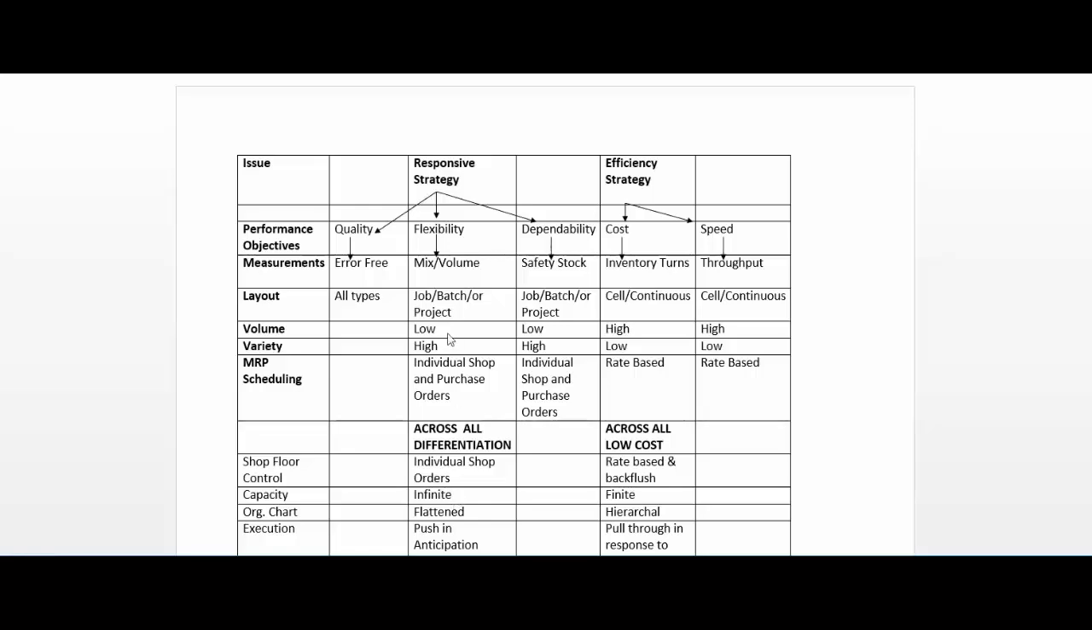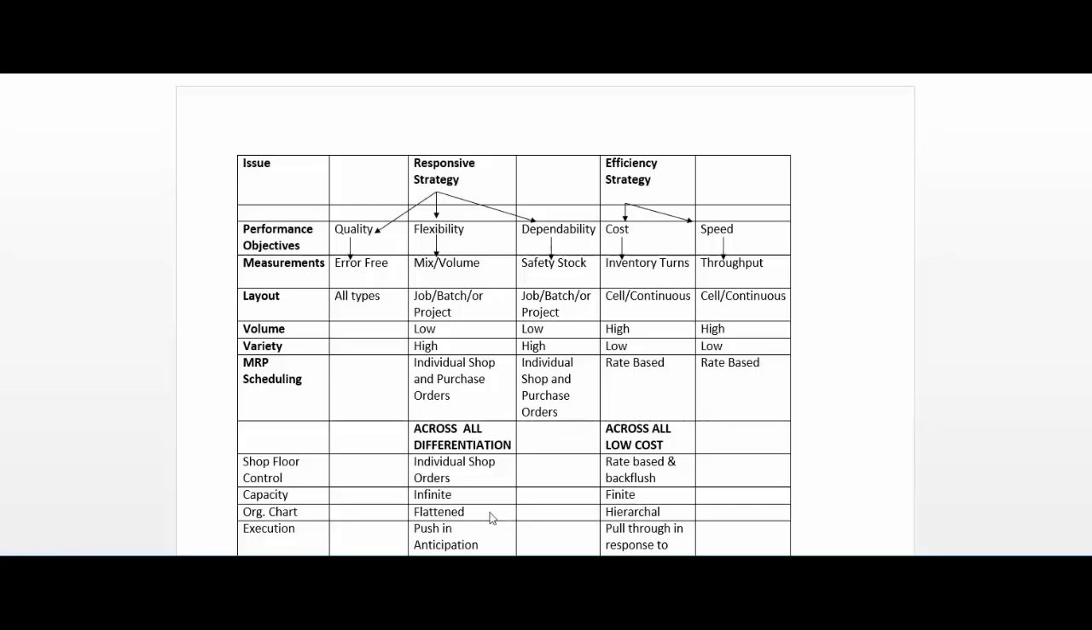Capacity wise, what we end up looking at is that capacity has got to be really high. It's really got to be almost infinite for a responsive strategy, because you never know what you're going to make because the variety is so high. In a rate-based situation, we tend to operate on a finite basis. In other words, we cap off our capacity because we know what the rate is, so I can build to that capacity. I don't have to staff for infinite. That infinite capacity is just going to be a waste because I'm only building to the same rate.